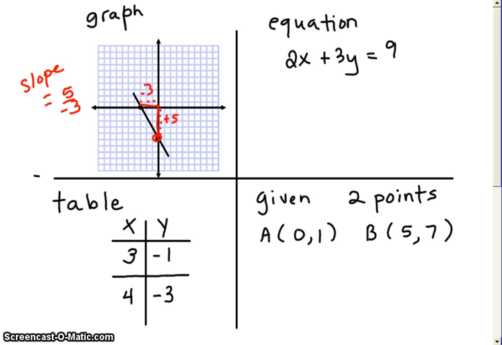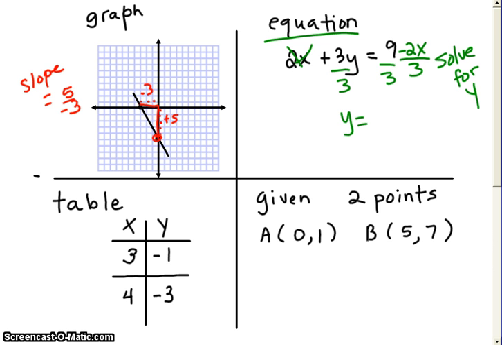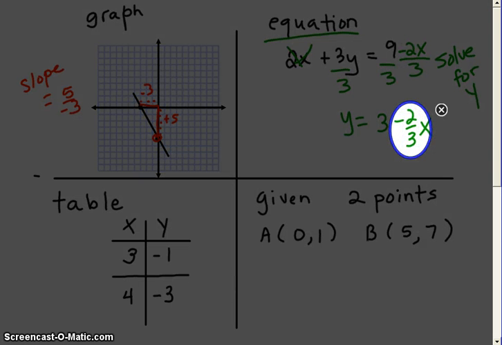On the second box over here, if I start off with an equation and I need to figure out what the slope is, then I have to solve for y. So I'm going to subtract 2x, and then I'm going to divide everything by 3. So y equals 9 divided by 3 is 3, negative 2 over 3x. If I look at the number in front of x, negative 2/3 is my slope.